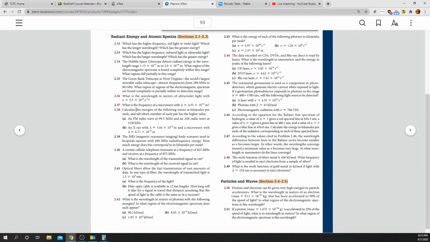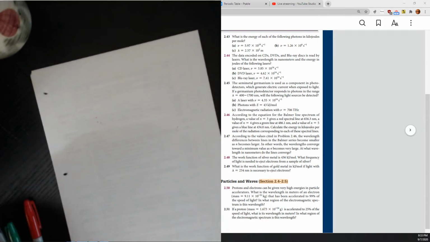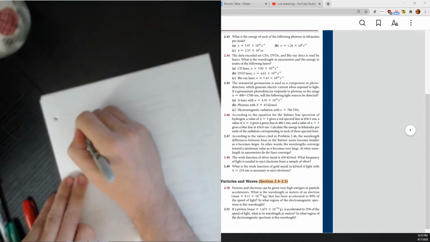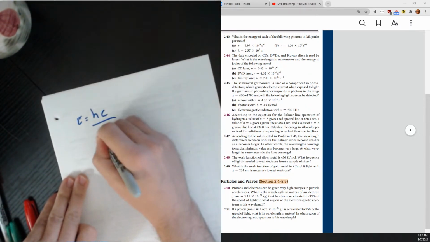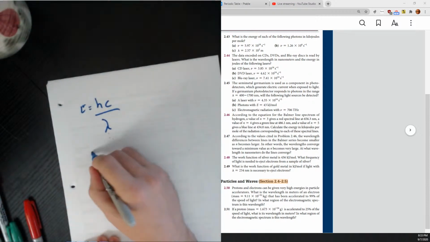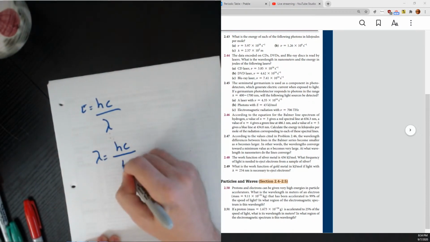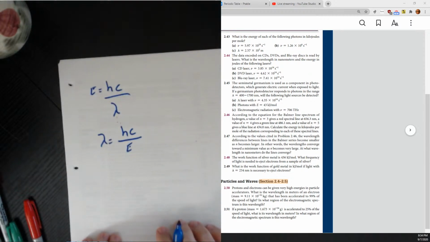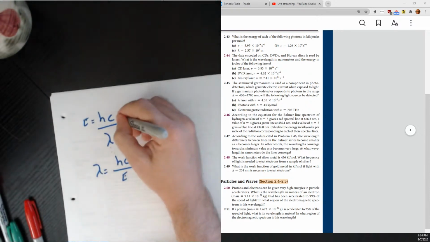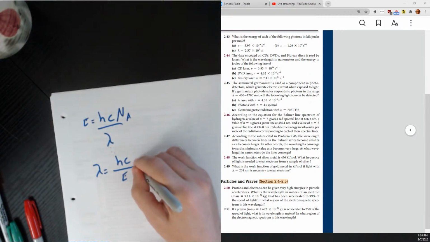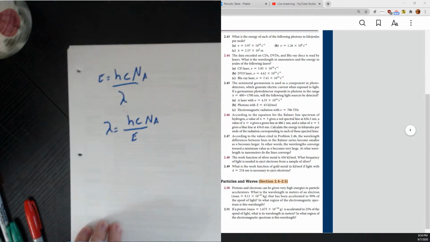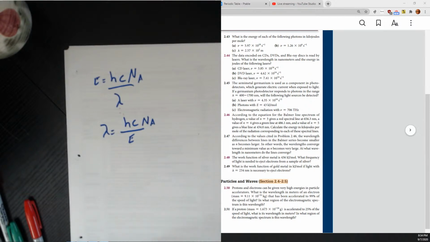Okay. So in this case, we're translating from energy to wavelength. So once again, we are using this guy here, E equals hc over lambda. So lambda equals hc over energy. But in this case, they give the energy to us in kilojoules per mole, so we have to include Avogadro's number in there.